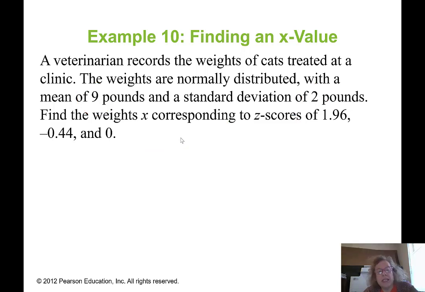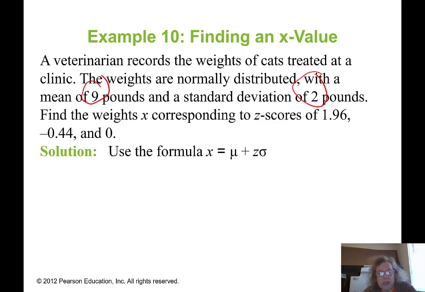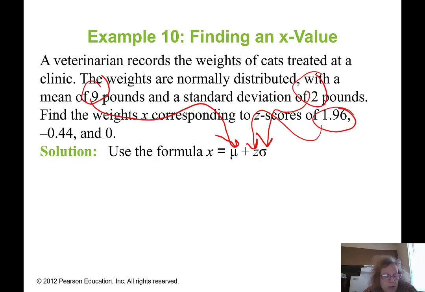So actually finding the solutions for this problem is not that difficult. We're just going to plug our numbers into our equation. So we have our mu equals 9. That's going to go where mu is. 2 goes where the sigma is. And then whatever score we're calculating for, we're going to plug that into z. So literally, we're just plugging and chugging. This is called a plug and chug problem.